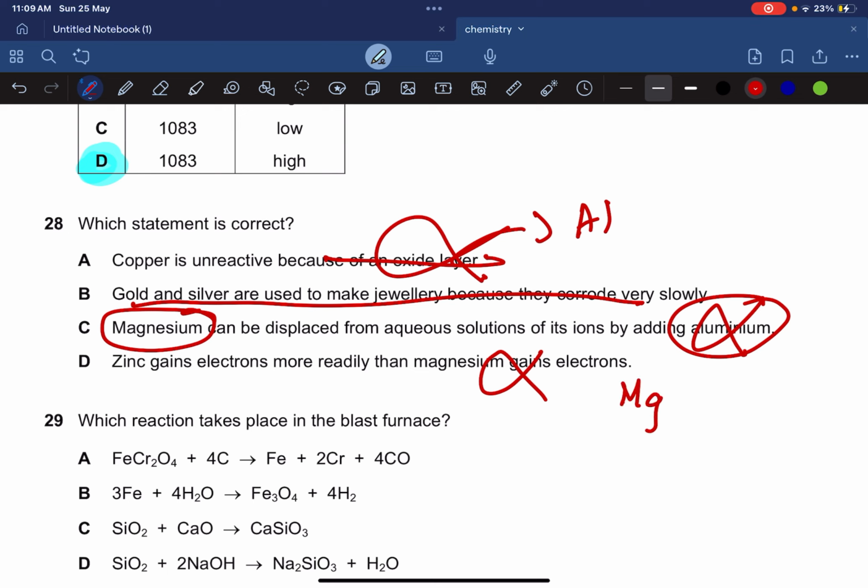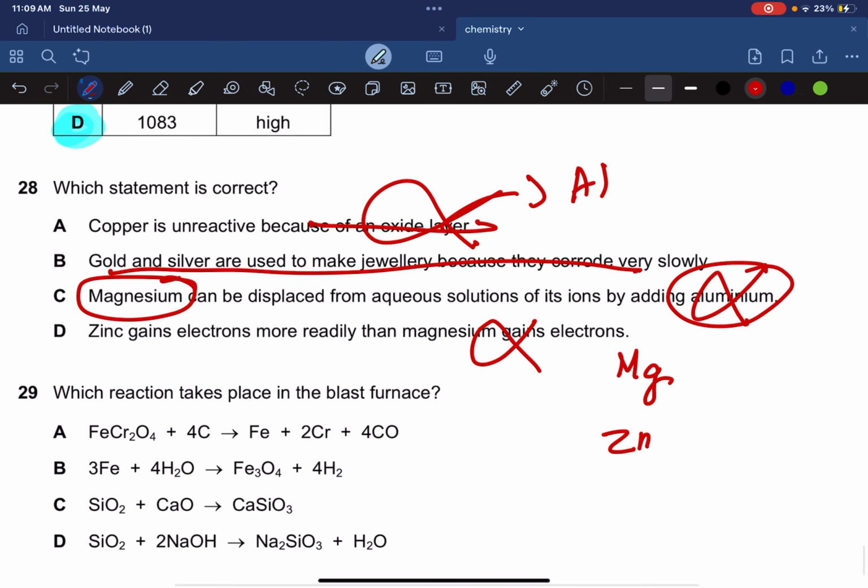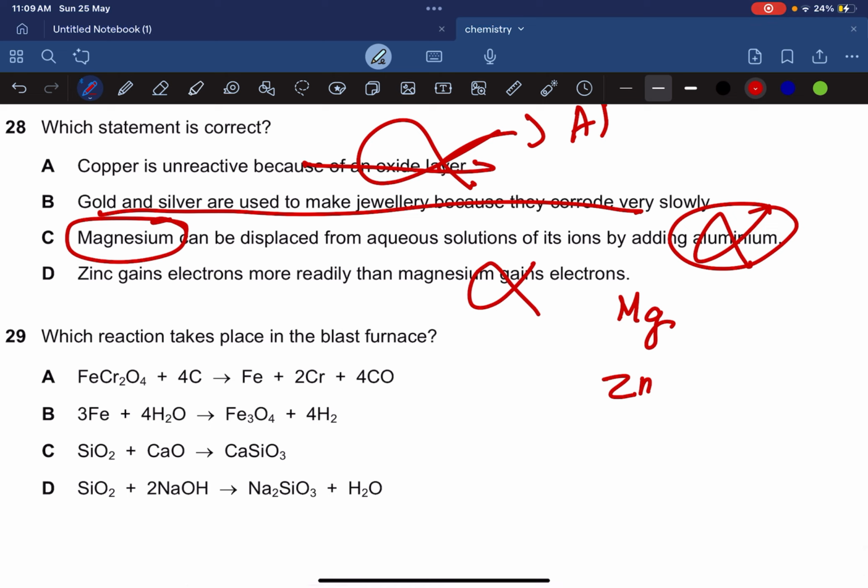So you have magnesium, you have zinc. Magnesium is above, so it has a greater tendency to lose electrons, and zinc gains electrons more readily than magnesium gains electrons. Zinc is below magnesium, so it's going to lose electrons less readily. Magnesium is going to lose electrons and zinc is going to gain electrons more readily. For example, in electrolysis, this one's correct: zinc gains electrons more readily than magnesium gains electrons.